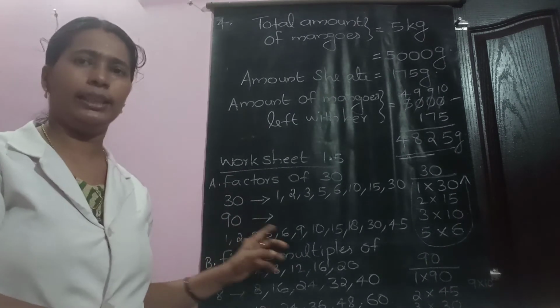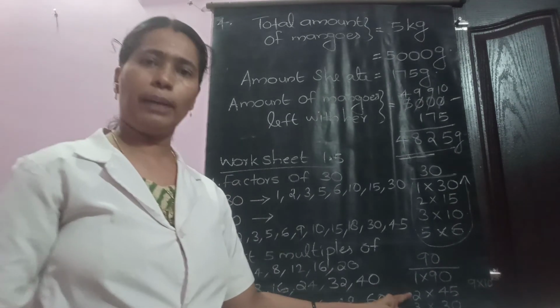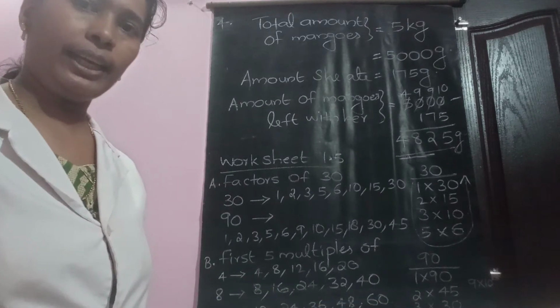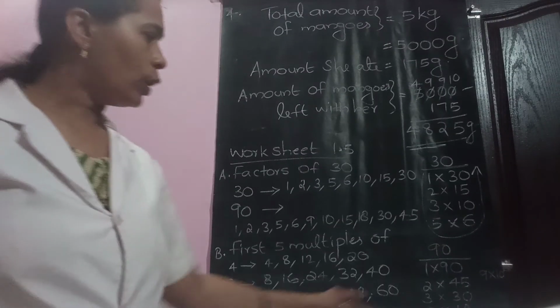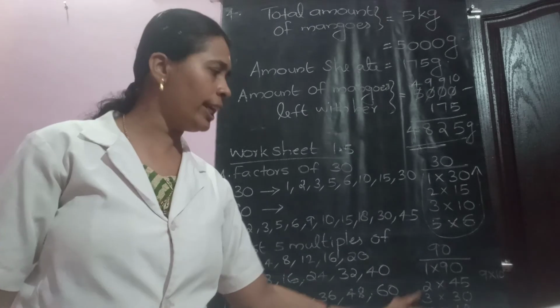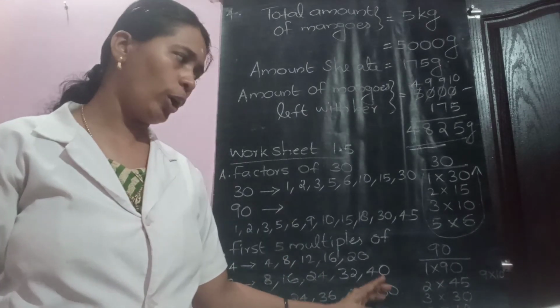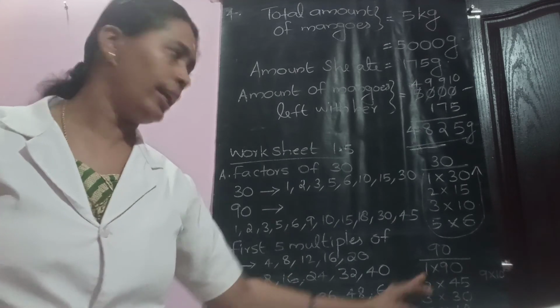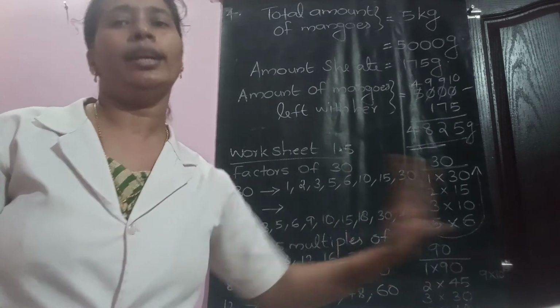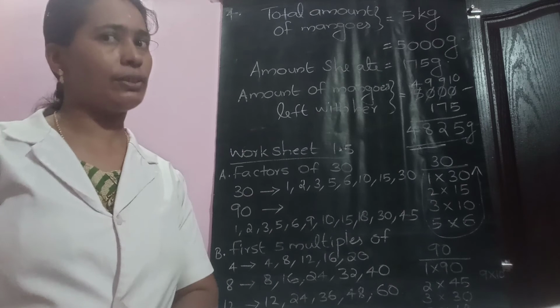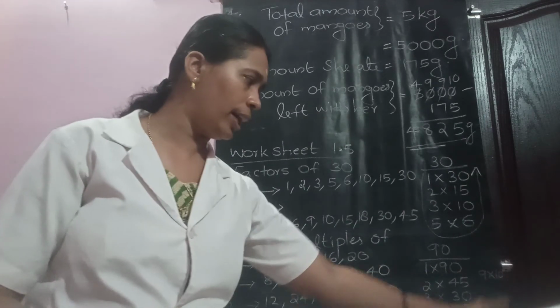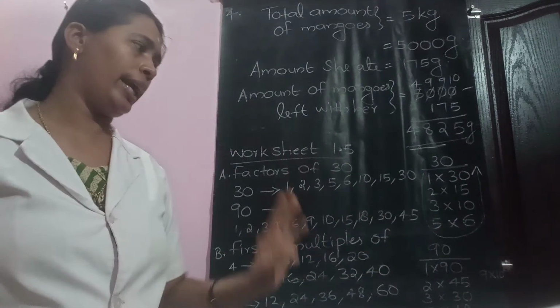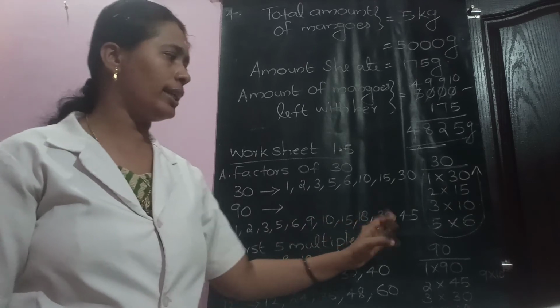Similarly, 90. In the 90 case, teacher has written below: 1 into 90. Next one, 2 into 45. 3 into 30. Then 4 not divisible. 5 into 18. 6 into 15. And last 9 into 10. All possible factors we need to write. Again a U-turn: 1, 2, 3, 5, 6, 9, 10, 15, 18, 30, 45.